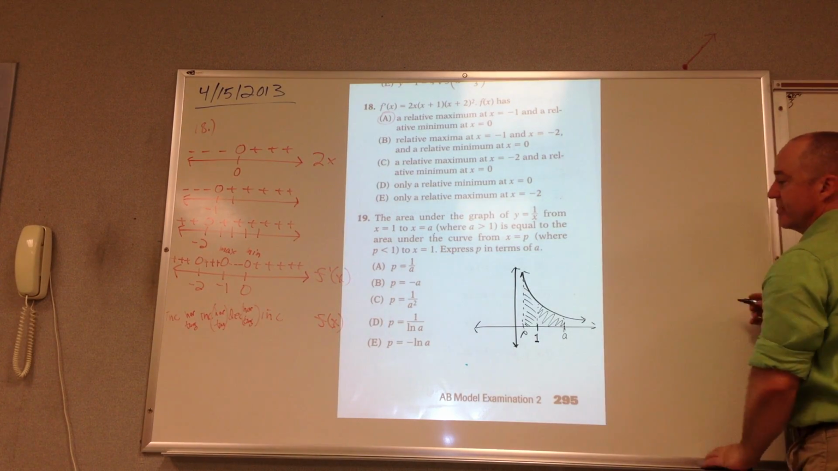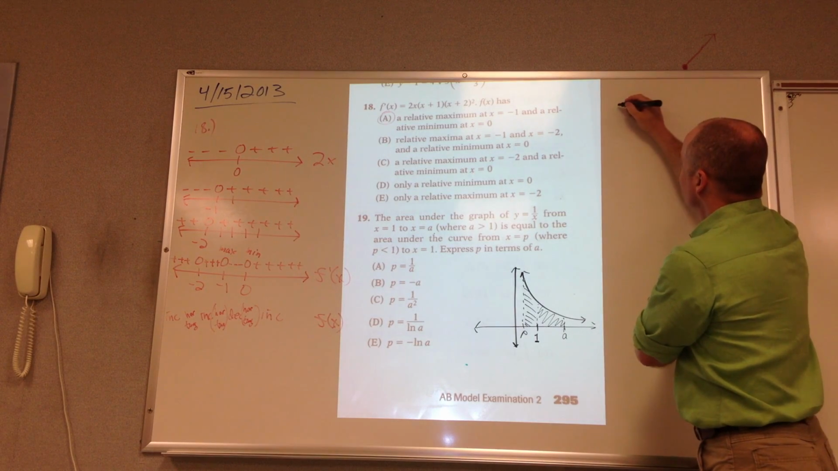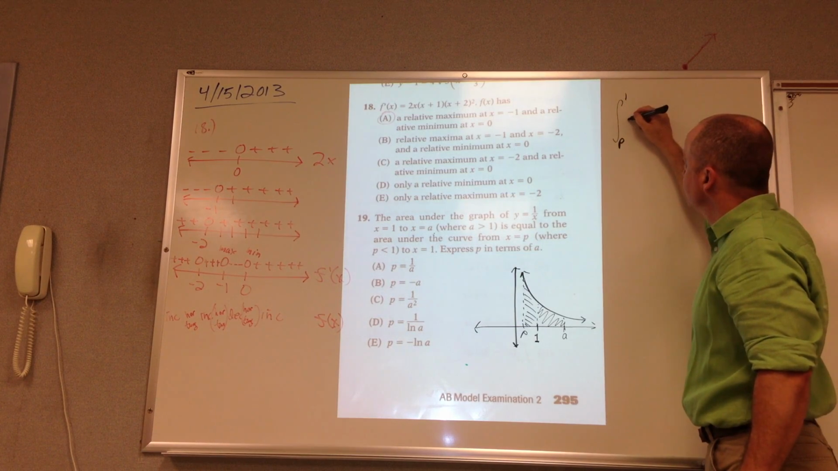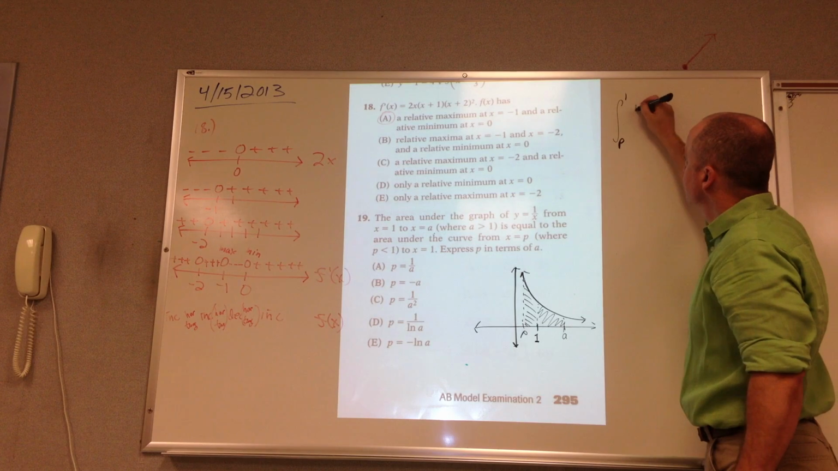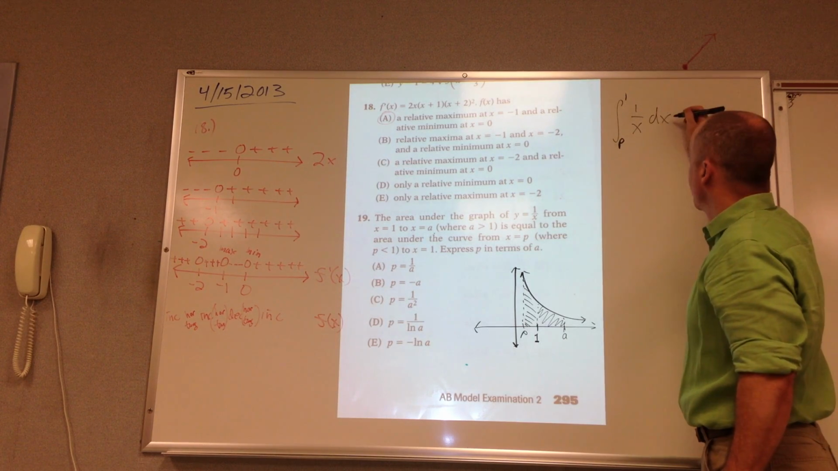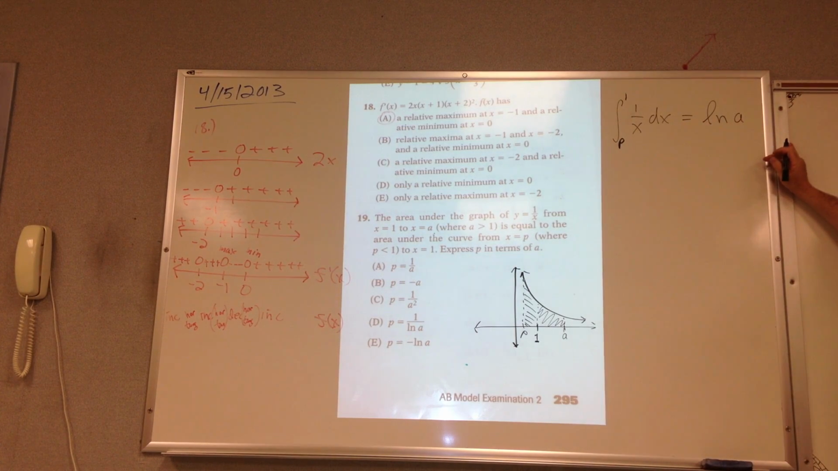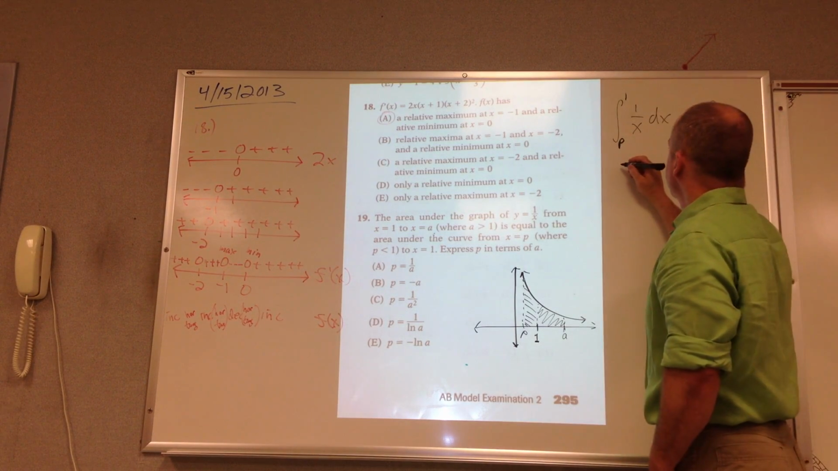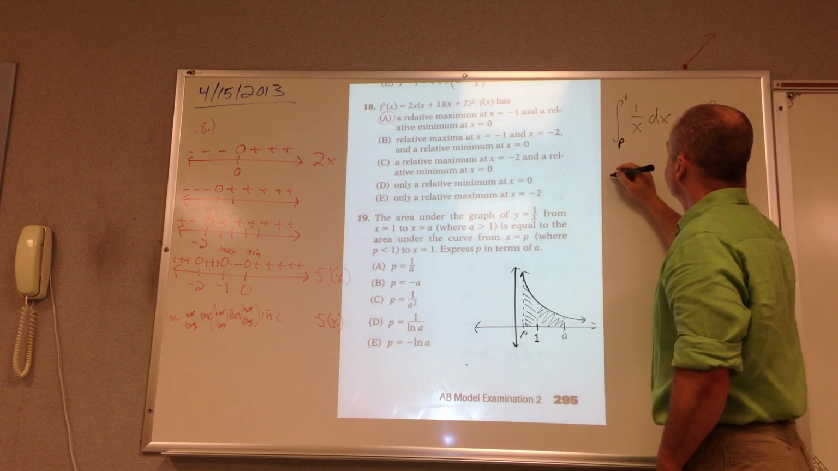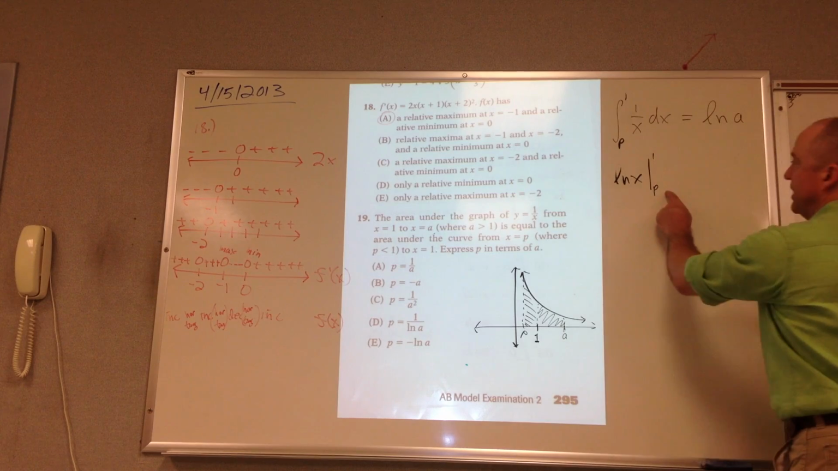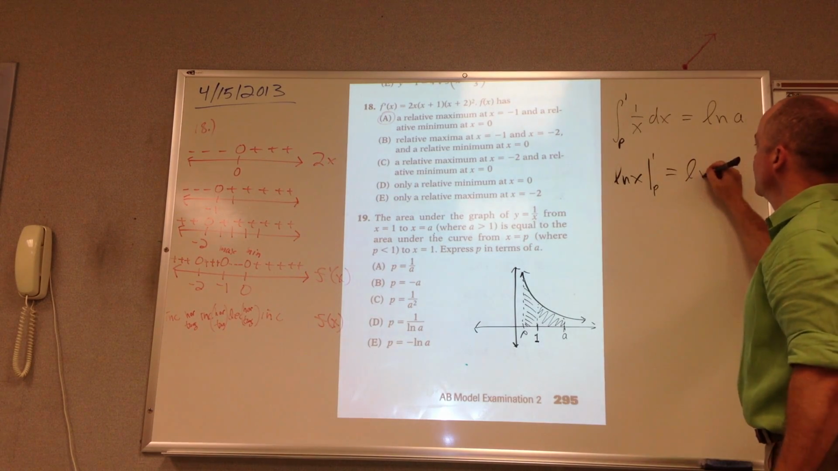So what they're really saying is you're looking at an integral from p to 1 of 1 over x dx, and that gets you an area equal to the natural log of a. Do you think I've set that up correctly? Okay, so now we have to solve this. 1 over x still becomes ln x, so that's natural log of x, but now it's from p to 1, going from left to right, and that equals natural log of a.